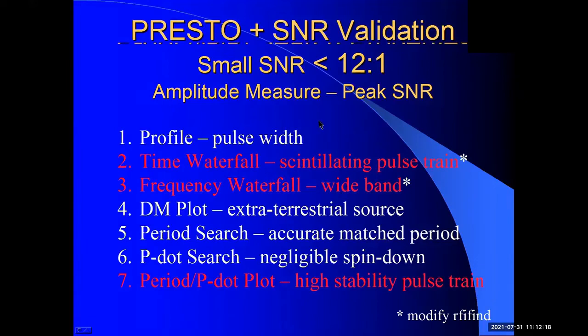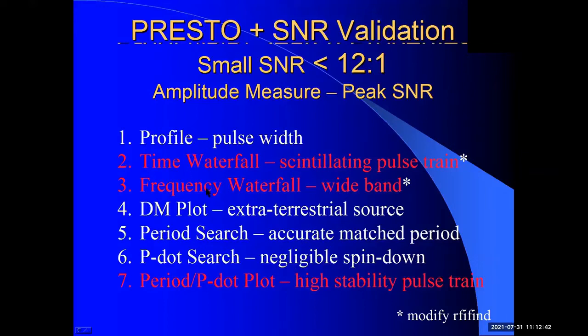Now, if we look at those results, we've got the profile, we've got that from our signal to noise ratio plot. We've done the dispersion measure, the period search, and the p dot search. So we know it's an extraterrestrial source. We know it's got an accurate match period, and there's negligible spin down.